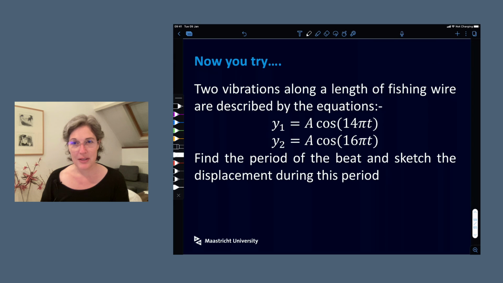So here's something for you to try. We've got two vibrations along the length of fishing wire described by the equations: y1 is a cos 14 pi t, y2 is a cos 16 pi t, and you can find the period of the beat and sketch the displacement during this period. So pause the video and see if you can figure that one out.